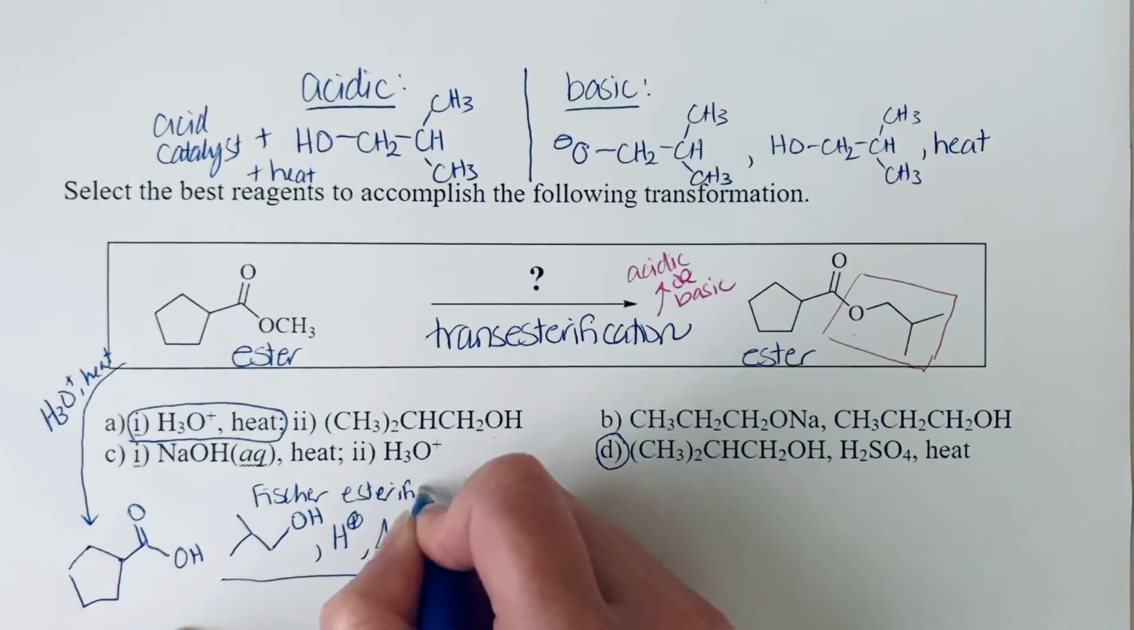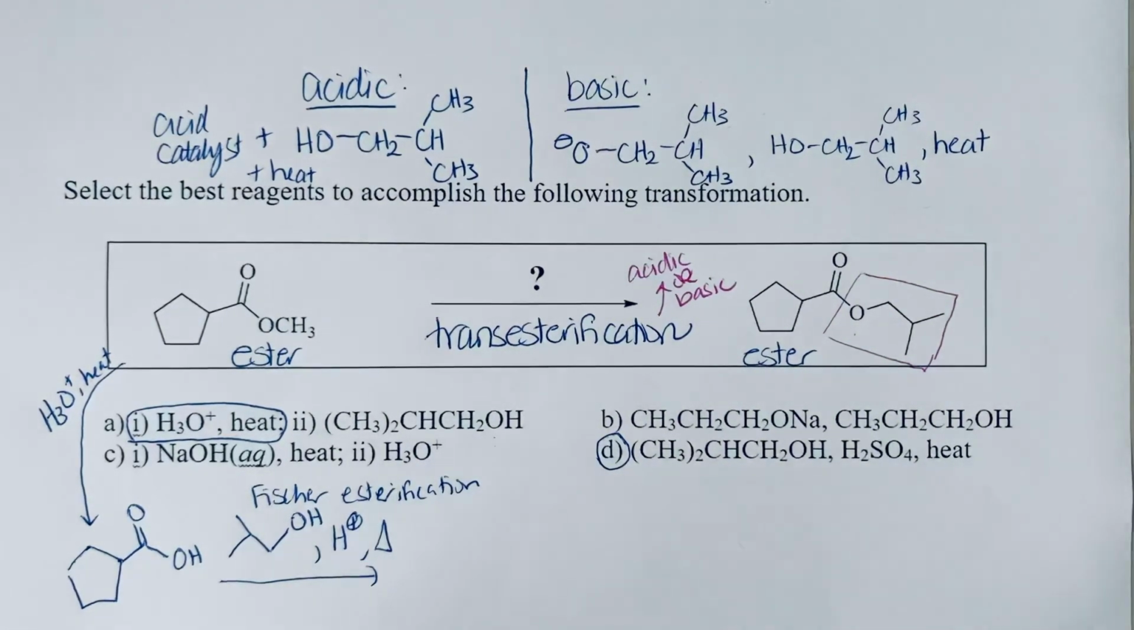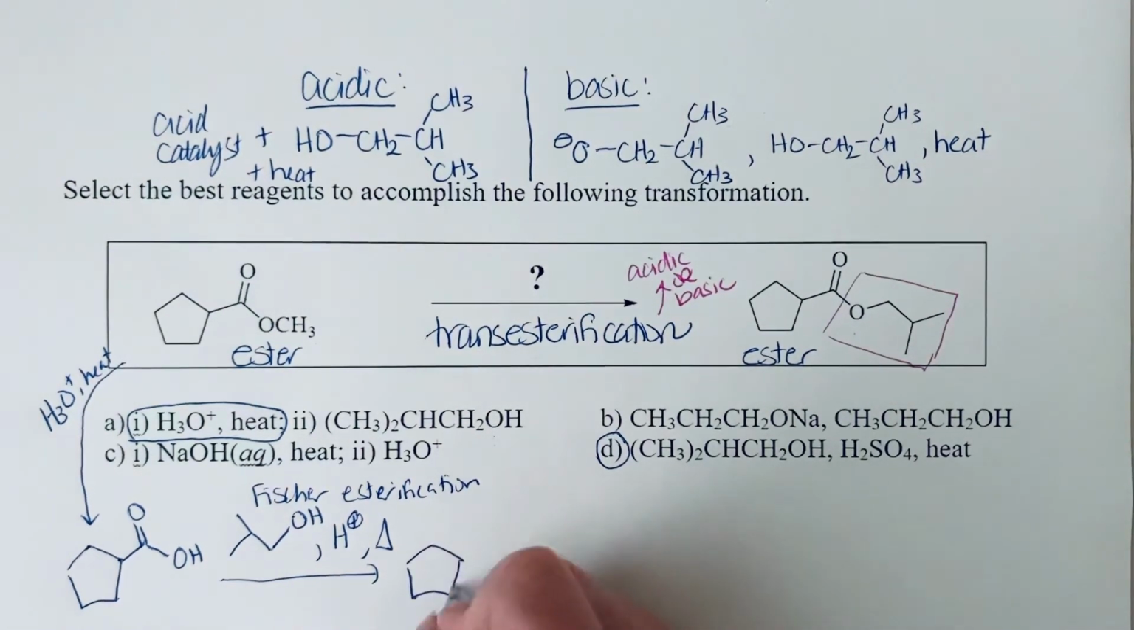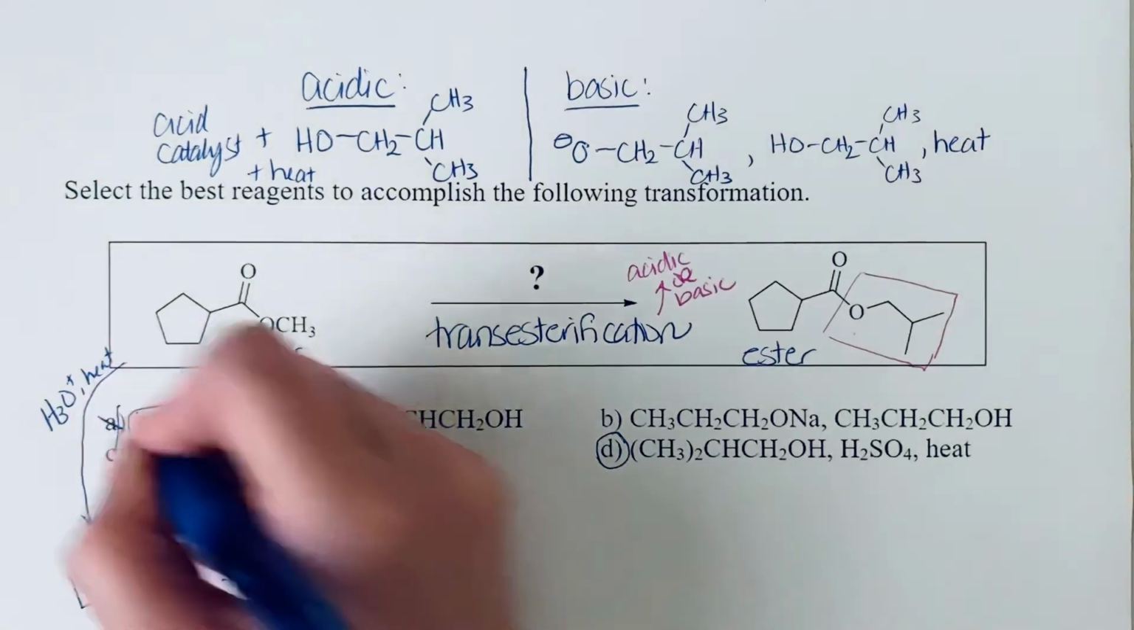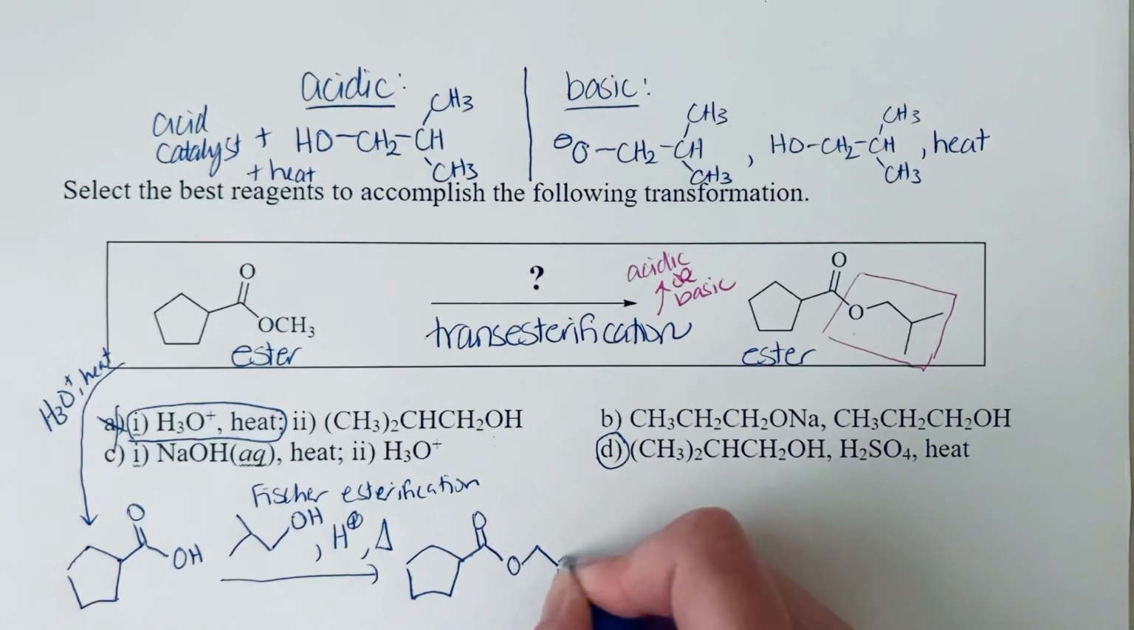So this option A is kind of close, but things fall apart in the second step where you don't have the energy needed to go from the carboxylic acid back to an ester. So that's not going to work, even though it might at first glance look kind of close.